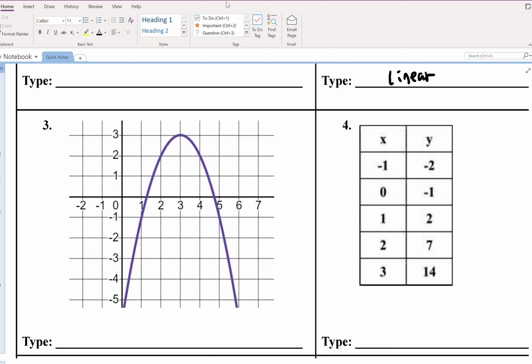Hello, welcome. This is a video about comparing linear, exponential, and quadratic graphs and functions. We're going to look at their graphs. We're going to look at their tables.